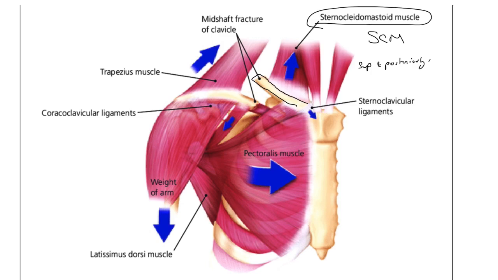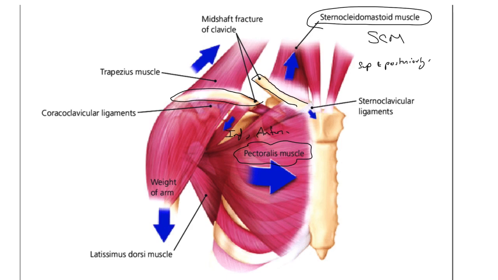Next, this is the lateral fragment. This lateral fragment we can see is pulling inferiorly and anteriorly. Which muscle is doing that? When it's pulling inferiorly and anteriorly, the pectoralis muscle will pull downwards and frontwards, along with the weight of the arm, the pectoralis major.